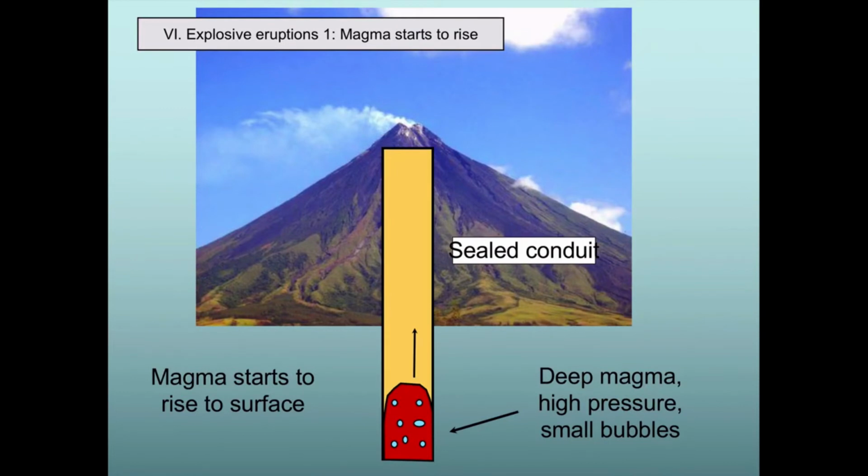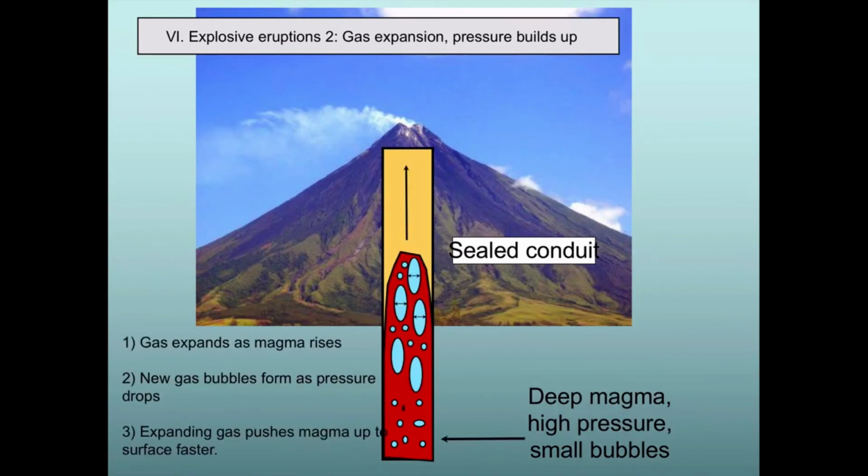So this is just sort of a cartoon. The background picture is Mayon, and we're going to imagine we have a sealed up conduit shown by this cartoon underneath Mayon volcano. Down deep in the earth, you have magma that's shown by this red blob. It's got some gas bubbles in it, but most of the gas is dissolved in that magma because it's under very high pressure. As soon as the magma starts to rise to the surface, you create new bubbles. Those gas bubbles want to expand, as shown here by the little blue ovals with the arrows in it. As the magma rises, the gas expands, new bubbles form as the pressure drops.